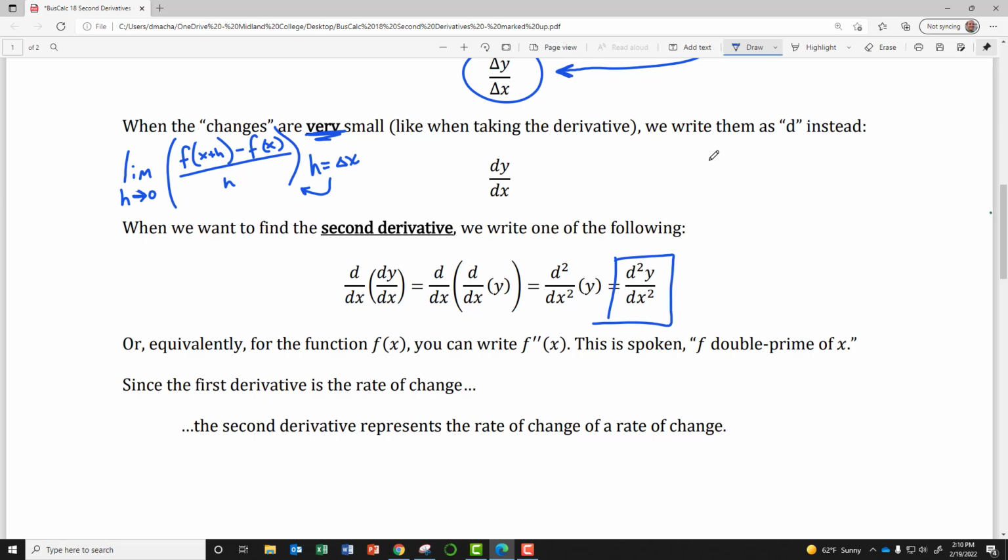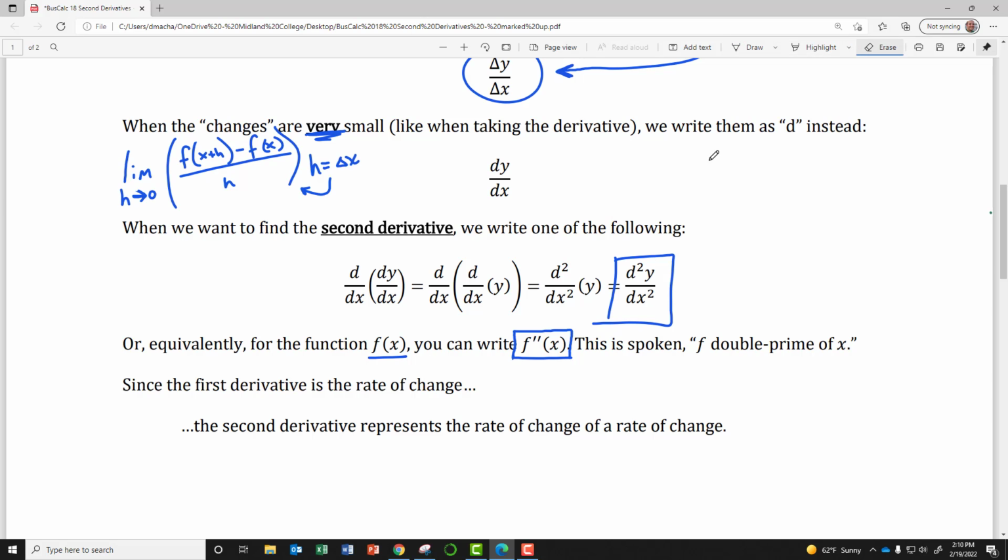Now, if you have a function f of x, you can also write f double prime x. And so you write 2 apostrophes between the f and the x in your function if you're talking about the second derivative. But like I said, the way you read this out loud is f double prime x.